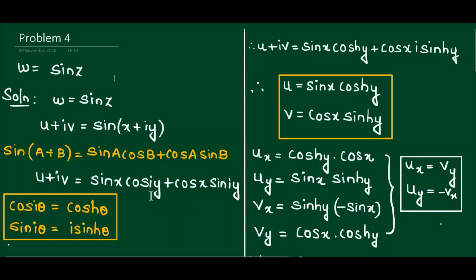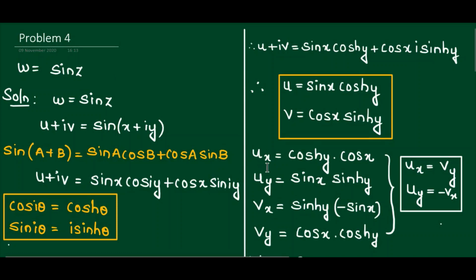And since you are having cos iy and sin iy, make use of this identity to break down these terms. Cos i theta can be written as cosh theta, which is a hyperbolic function. Sin i theta can be written as i sinh theta, which is again a hyperbolic function. After replacing these terms with these identities, you will get so and so. And from this, comparing left hand side and right hand side, write u and v, and then find out all the first order partial derivatives.